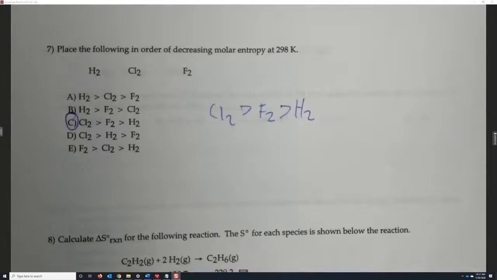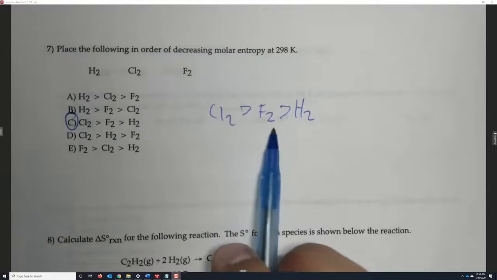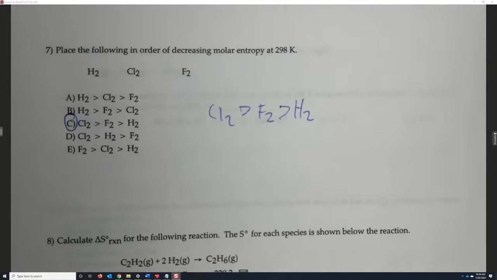Again, I won't put a question on the exam where molar mass is the only factor, because generally speaking, there can be other factors, and those also include the shape of the molecule. For these simple diatomic molecules, this molar mass phenomenon does work.